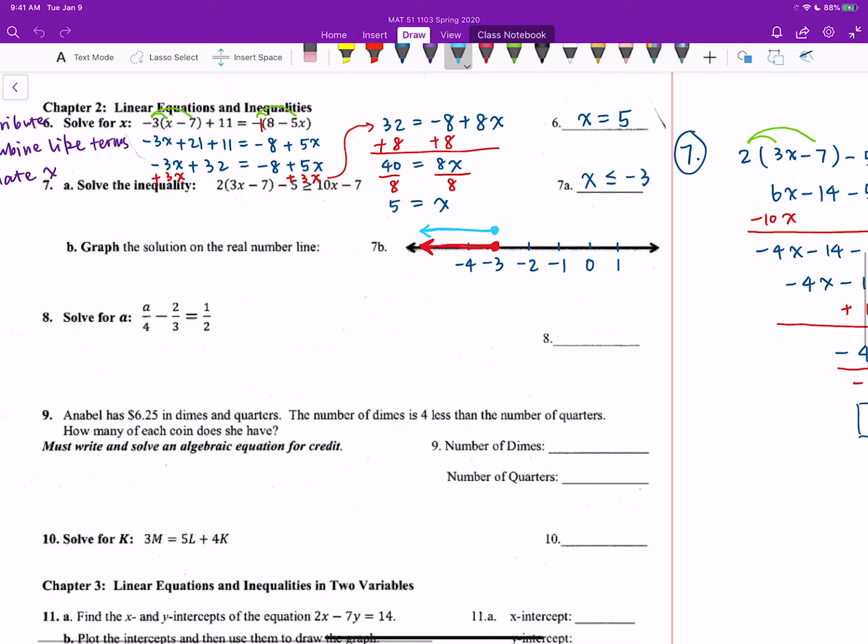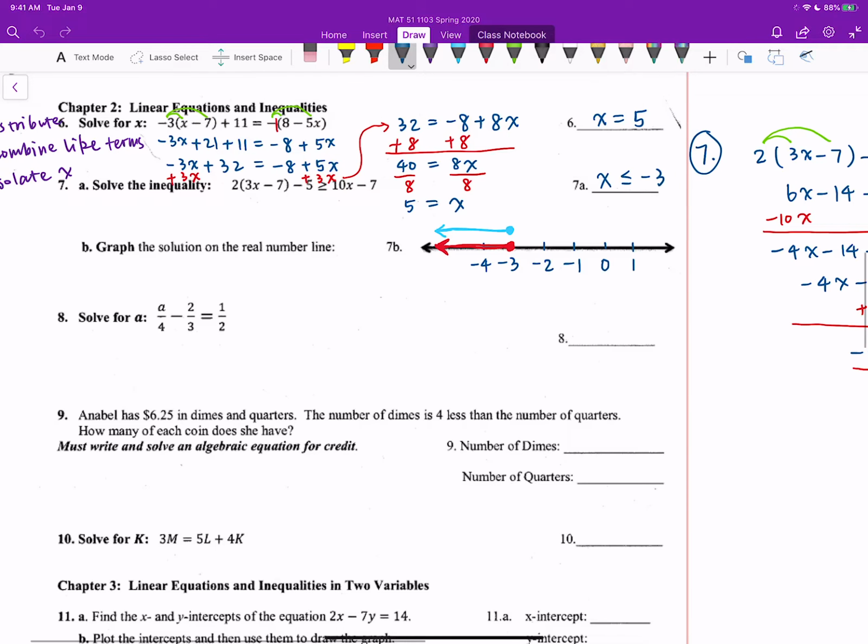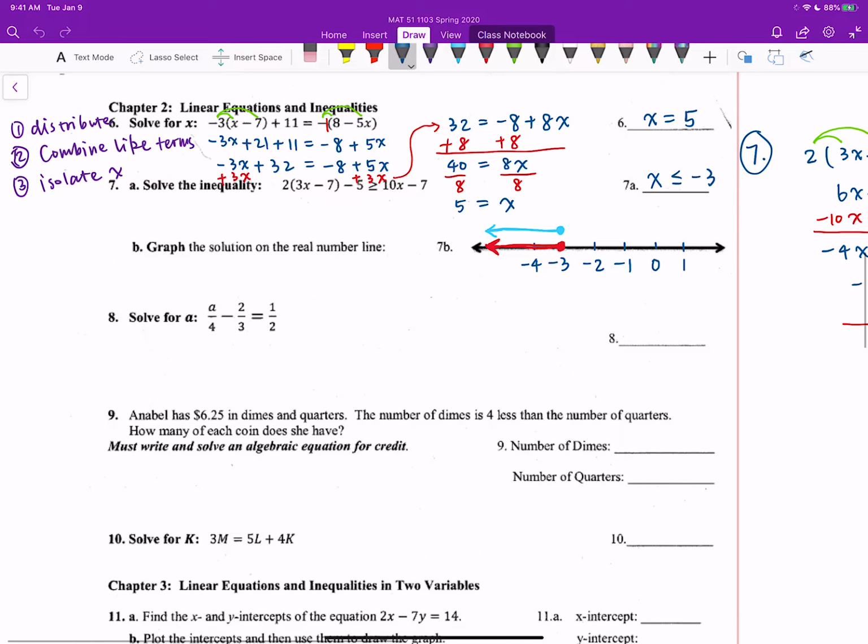Number 8, solve for A. This is an equation that has fractions. For equations that have fractions, I highly recommend that you find the LCD first and then figure out what operation you need to do to both sides of the equation in order to isolate the variable. Let's use LCD to solve number 8.